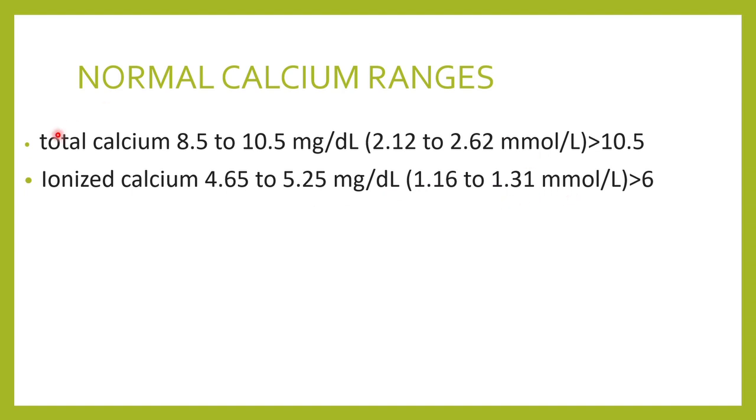So whenever the level of calcium is more than normal, that is when the total calcium is more than 10.5 milligram per deciliter and the ionized calcium is more than 5.25 milligram per deciliter, we call it hypercalcemia.